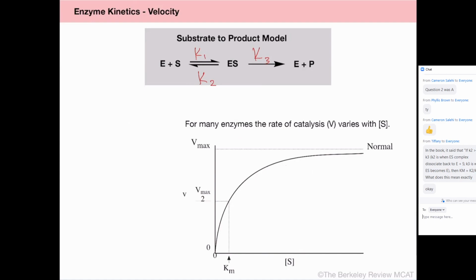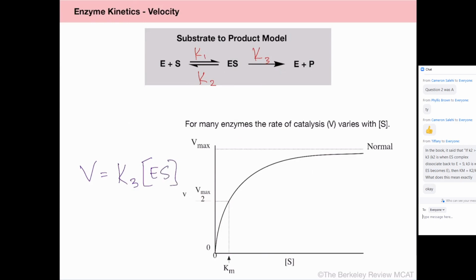And so we care about velocity, but what exactly is velocity? Velocity is how much product we can make, from the enzyme substrate complex. How quickly we can make product. So in other words, velocity V is going to equal our K3 rate times the concentration of enzyme substrate complex.